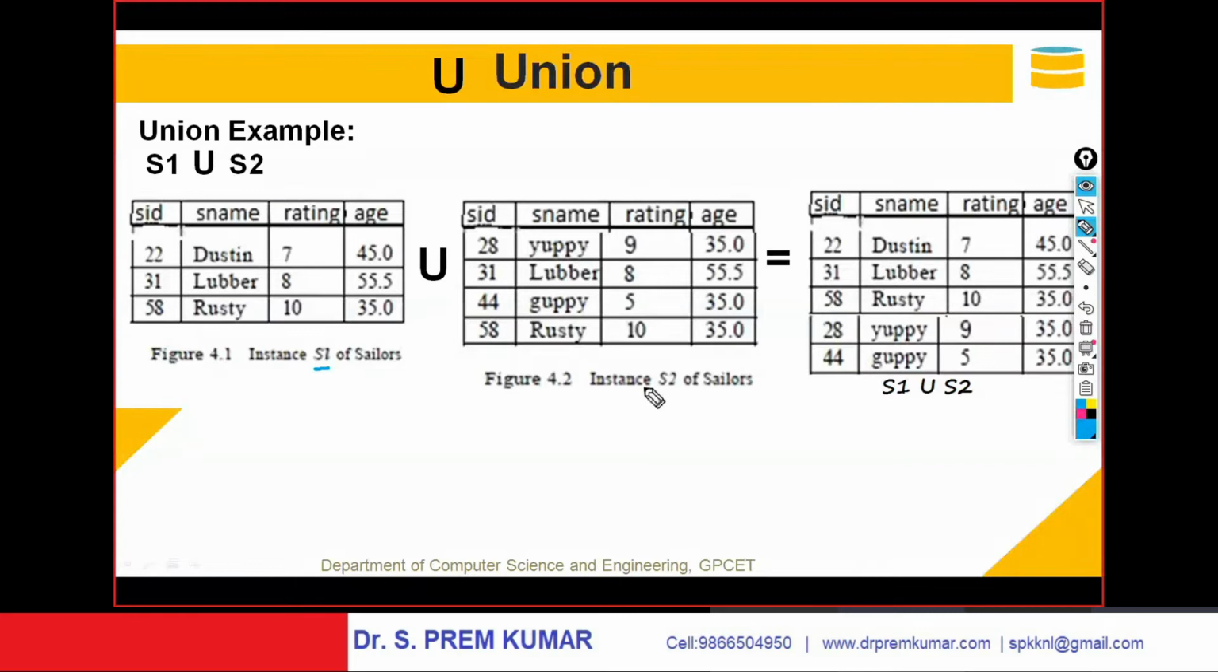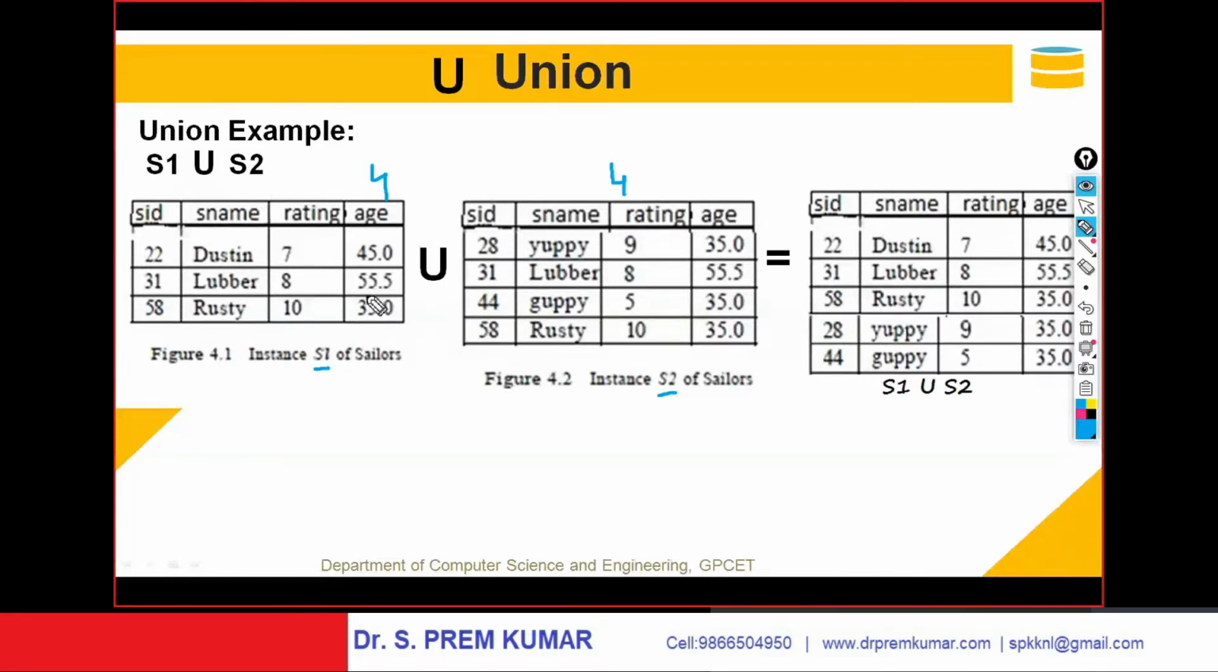Similarly, you have the data of S2, sailors S2: 28 UP, 31 Lubber, 44 Guppy, 58 Rusty. This is the data of S2. Now you have the data of S1 as well as S2. When you union this, the first point is that the number of columns of the first should equal the number of columns of the second. 1, 2, 3, 4. Here you have 4 columns. Here also there should be 4 columns. That is the first point. Then only you can union.